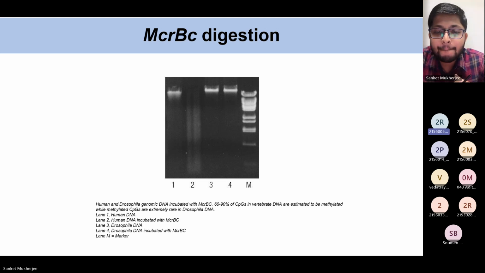So in this case, a large number of small fragments are produced in case of human DNA. That means the methylation profile of human DNA is much more as compared to Drosophila. More number of methylation is possible. Is that clear to everybody here?